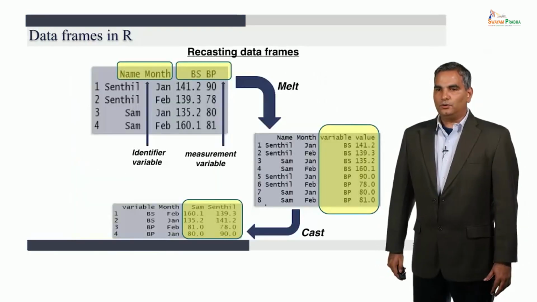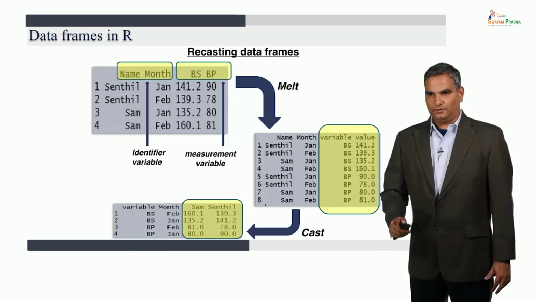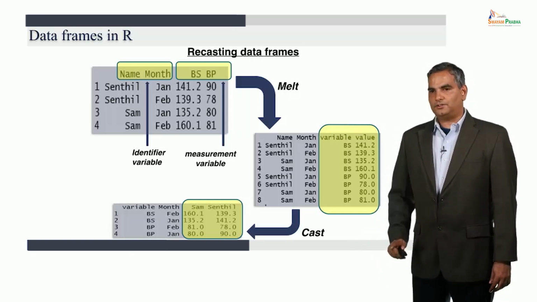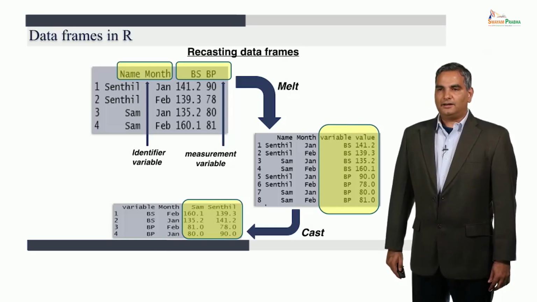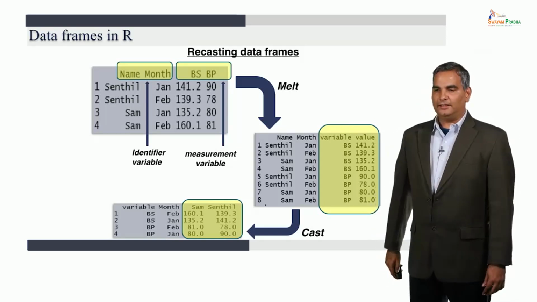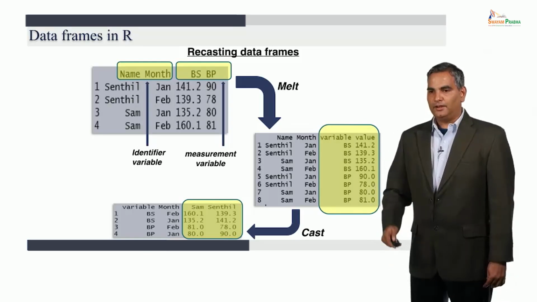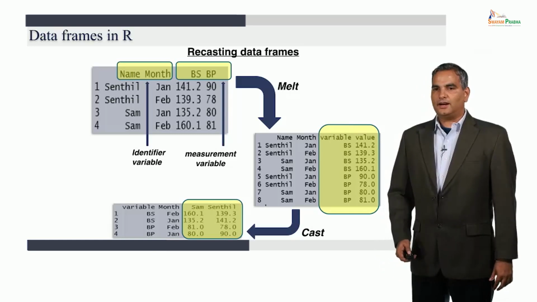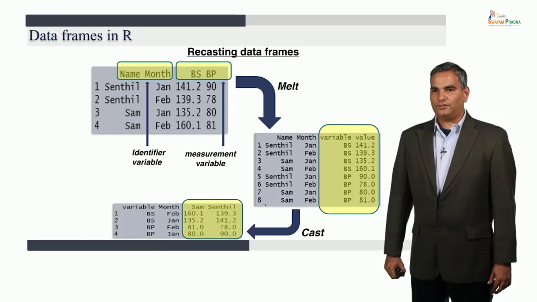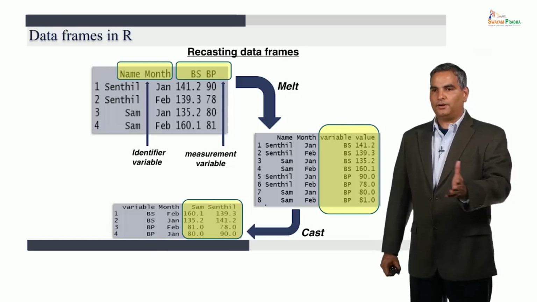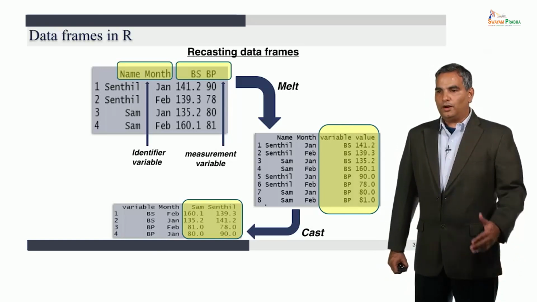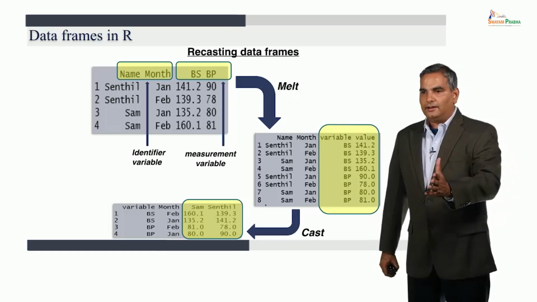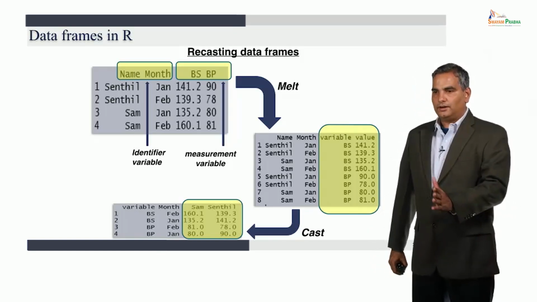So the way you do it is through two steps. Let me discuss that first, and then later I'll show you how you can do both the steps with a single command. So the first command is called melt, and then once you melt the data frame, you can cast it in any which way you want. So originally we started with this data frame on the left, which is Sindhil, Jan 141.290, and so on. What we are going to do is melt this, and then assign variables, blood sugar and value.